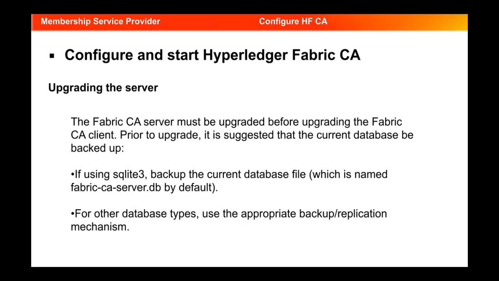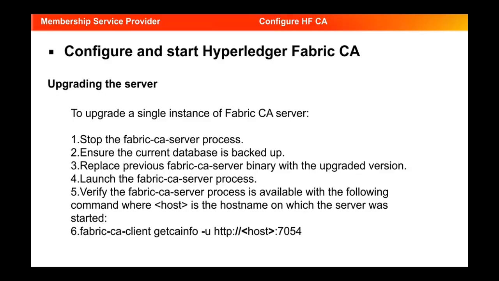You can also upgrade the Fabric CA server. The Fabric CA server must be upgraded before upgrading the Fabric CA client. Prior to upgrade, it is suggested that the current database should be backed up. If you are using SQLite 3, back up the current database, which is named fabric-ca-server.db by default. For other database types, use the appropriate backup or replication mechanism.